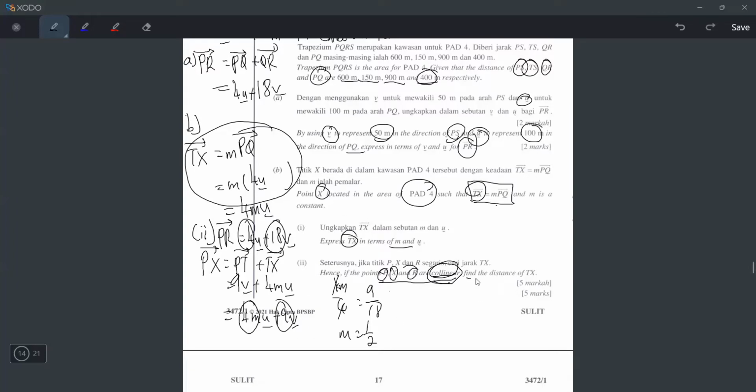That's it. If the question says find the value of M, then you're done already. But they say find the distance of TX. So maybe you will say, hey, Junhao, I think you made a mistake, because they never ask to find M, they ask to find the distance of TX. Hey, listen, if you never find the value of M, you cannot find the distance of TX also. That's just how Add Maths questions work. You don't care about what they want to find. Whenever I see parallel or collinear in vectors, I don't care about what they want, because I know for sure I need to do this step already. So if you don't know the M, you will never know the distance of TX.